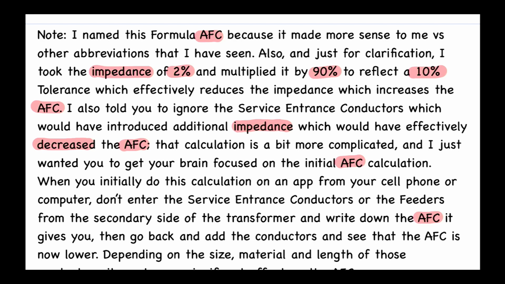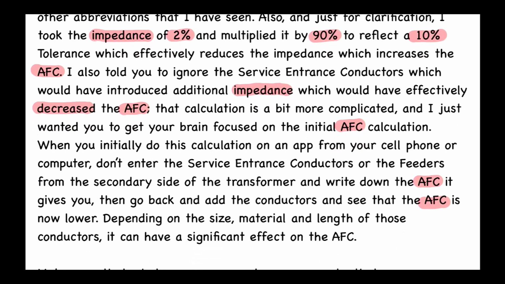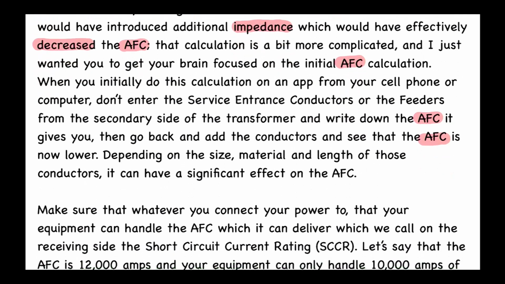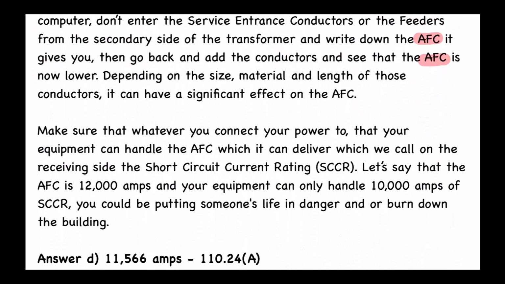Then go back and add the conductors and see that the AFC, the available fault current, is now lower. That's because those service entrance conductors or feeders have absorbed some of that available fault current. Depending on the size, material, and length of those conductors, it can have a significant effect on the available fault current, AFC. All right, and I still have some more stuff in my textbook.